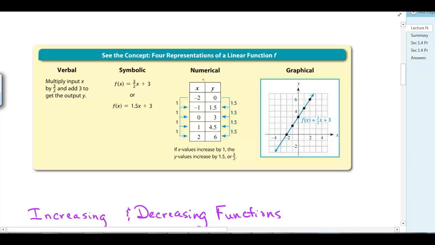Numerical, you would have some x values and put the y values. And if we notice here, the x's are all increasing by 1 as we go down. The y values, as they're determined, are increasing by 1.5. That's another thing that's important, because the slope, as x increases by 1, y increases by 1.5, so we do have a linear equation. Graphically, we have plotted these points, and we have a graphical representation. So those are the 4 ways that might be discussed in your book.